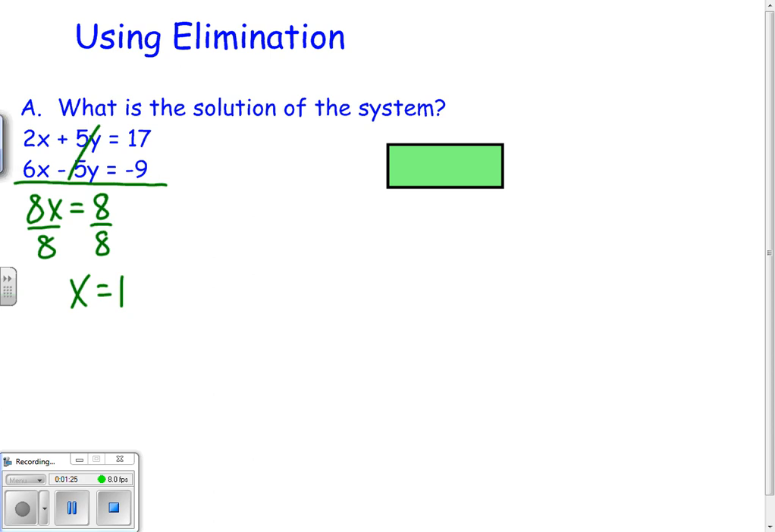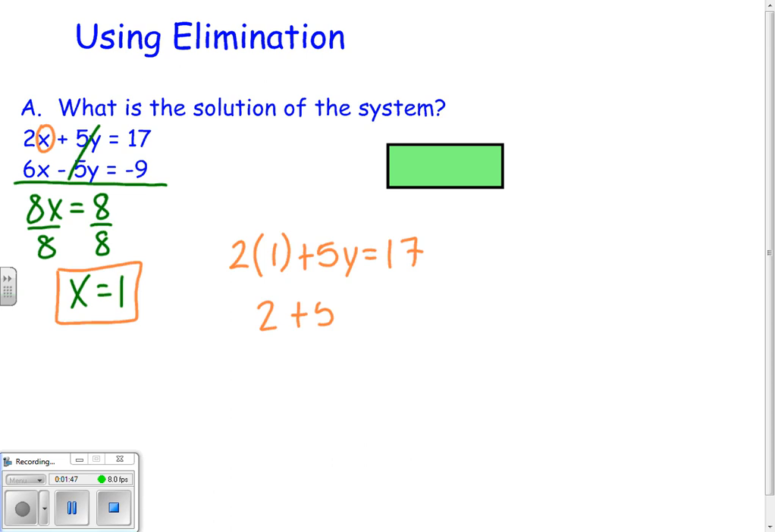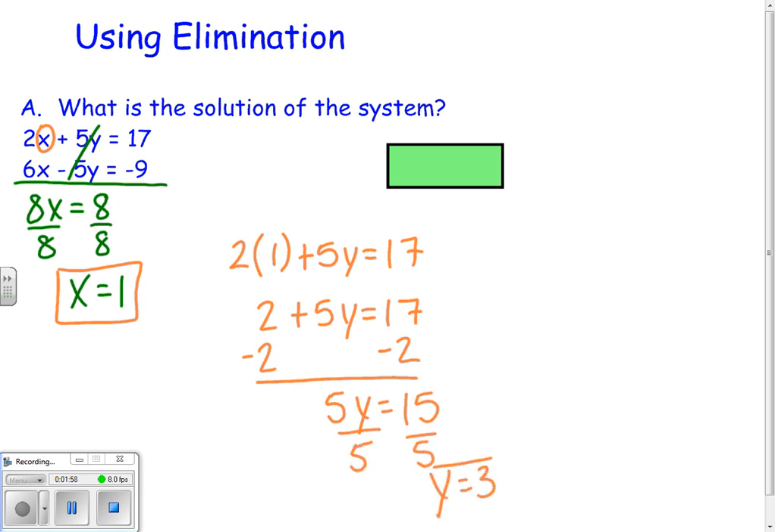Now you can put that x equals 1 anywhere you want. I'm actually going to take that x equals 1 and put it in the top equation for x. Either equation would work, but I chose the top mostly because the numbers are positive. So in the top equation, it's 2 times x, which is 1, plus 5y equals 17. Then use algebraic operations to solve. 2 times 1 is 2, plus 5y equals 17. Subtract 2 from both sides. Get 5y equals 15. Dividing by 5 gives me y equals 3. Written as an ordered pair, if you prefer, it would be (1, 3). X is 1, y is 3.